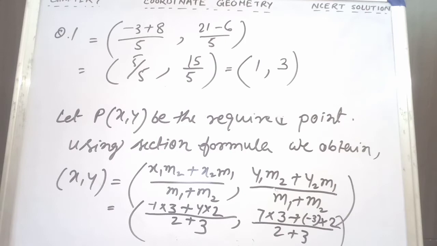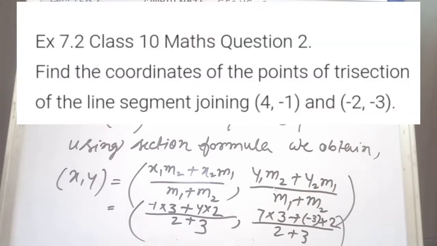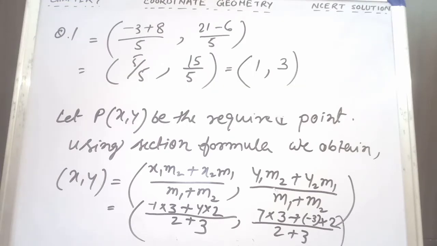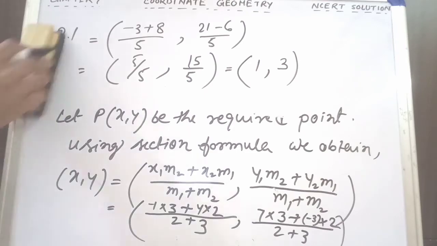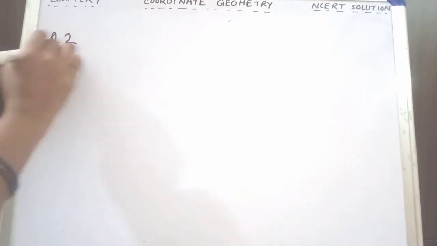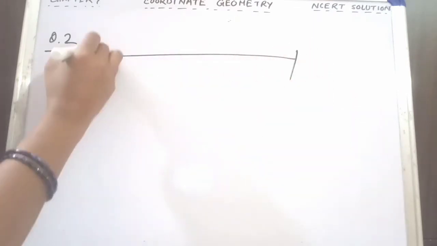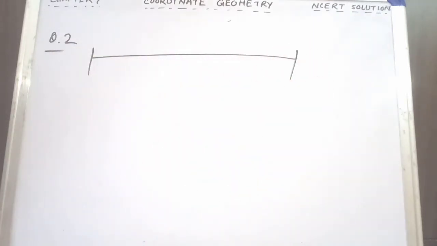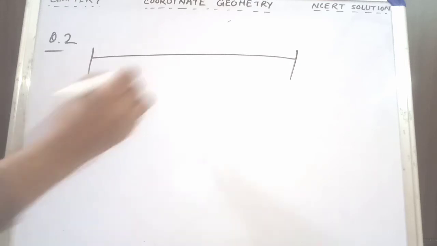Now go to the second question. Find the coordinates of the points of trisection of the line segment joining (4, -1) and (-2, 3). Trisection means the given line is divided into 3 equal parts. Question number 2. Trisection means the given line divides into 3 equal parts.